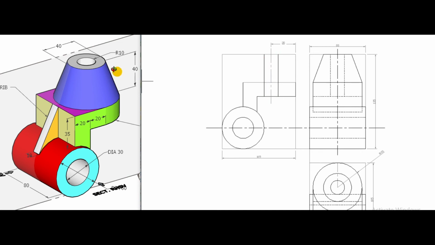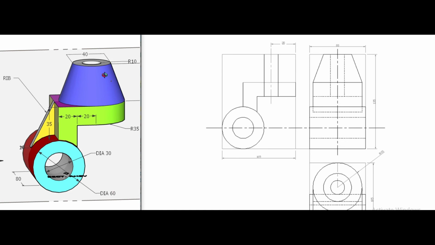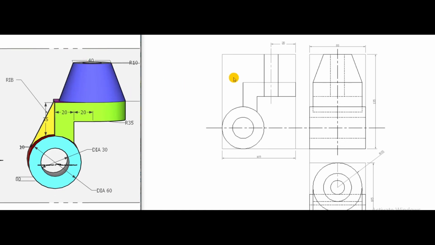Now draw this inclined line which will be here and which will be here. So this portion is completed. Now show the rib. Rib is here, which will be tangent to this one.